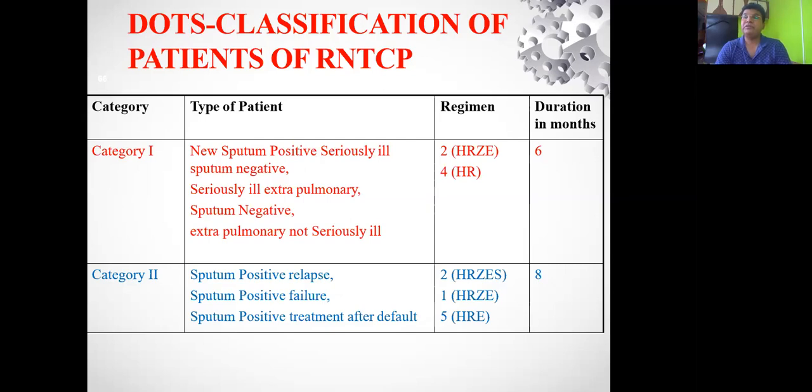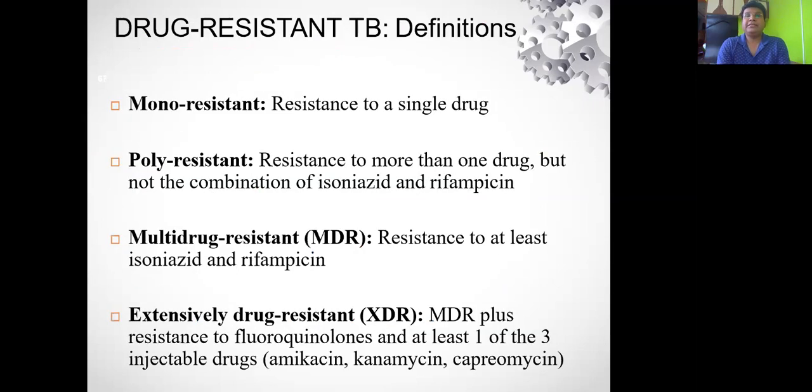So this is regarding the classification of DOTS according to RNTCP. Then one should know the various definitions with respect to drug-resistant tuberculosis. Number 1, monoresistance. As it spells, there is resistance to a single drug. Then polyresistance is resistance to more than 1 drug, but not the combination of isoniazid and rifampicin. Please remember, polyresistance is resistance to more than 1 drug, but not the combination of isoniazid and rifampicin. That is polyresistance.